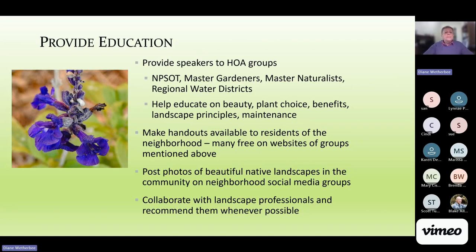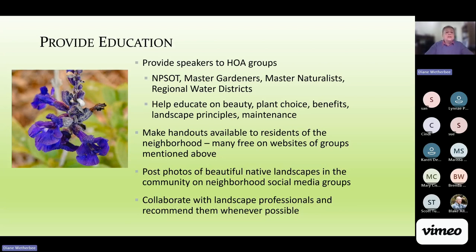Also, help educate people on the beauty, the plant choice benefits, the landscape principles, and maintenance. And landscape principles, I'm going to emphasize that again later. That actually is a pretty important part of making native landscapes palatable to any neighborhood. If you go online to any of those organizations that I mentioned, there are a lot of free handouts that you can print off and hand out to residents, or post to social media, or in your HOA's newsletter or whatever. So make those handouts available to the residents.